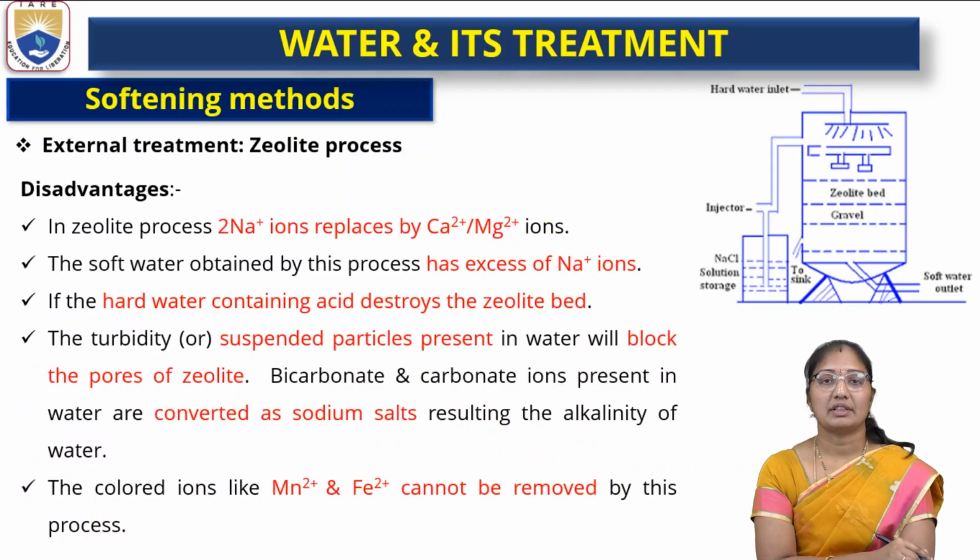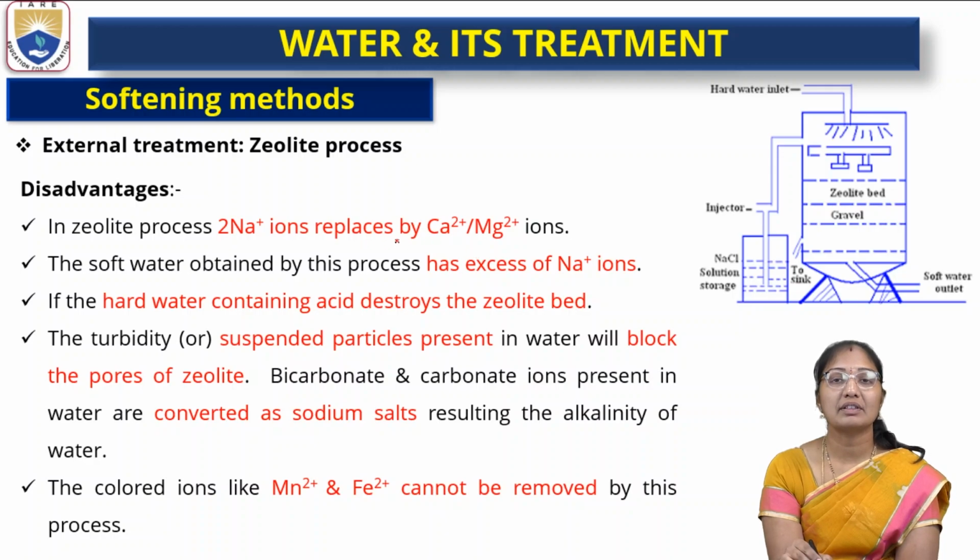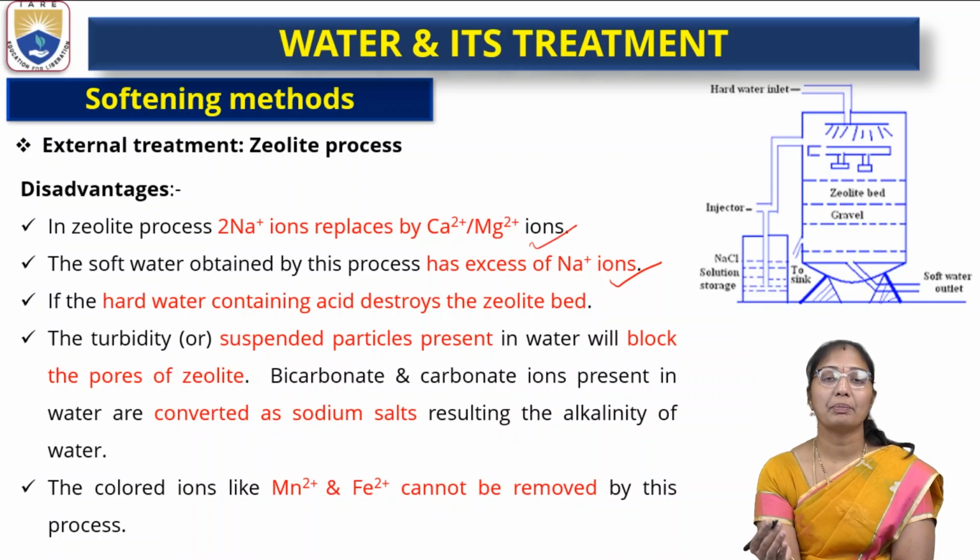So what are the disadvantages? It has only two sodium ions. Because it has only two sodium ions, it replaces only calcium and magnesium ions. So the soft water obtained by this process has excess of sodium ions. If we use more zeolite, there is a chance of sodium ions from the zeolite mixing into the water. This zeolite acts as a source of sodium ions and mixes the sodium ions into the water.